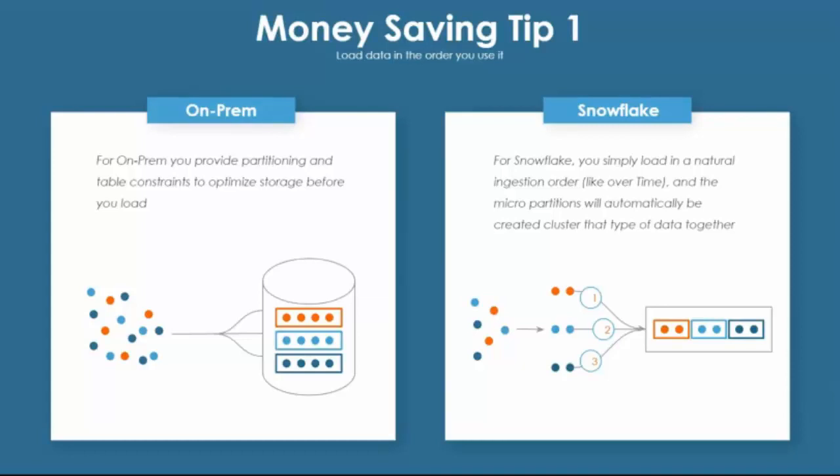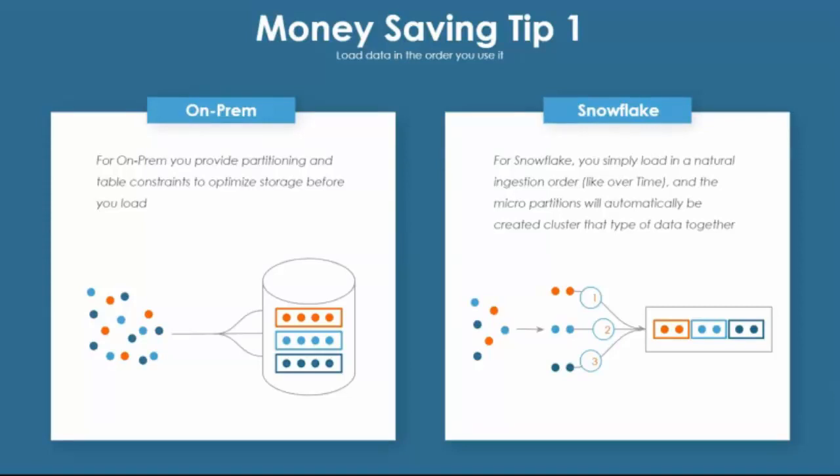For Snowflake, there is no explicit partitioning or constraints. In fact, constraints are not enforced even if you do define them. Data is split into micropartitions automatically as you load. So to save money, the goal is to limit the number of micropartitions that any one query would need to use once the data is loaded.